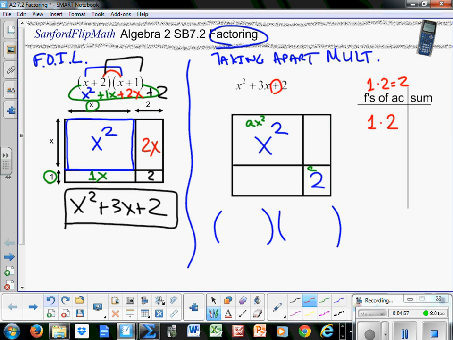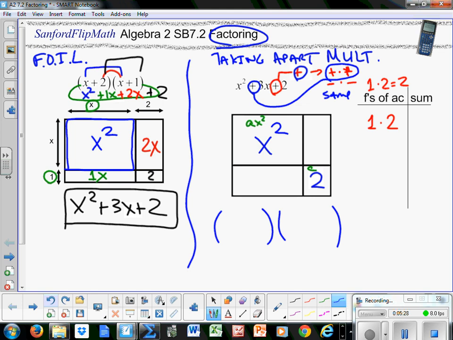If this sign is plus, that means last times last had to either be a positive times a positive or a negative times a negative. So positive times a positive is positive, a negative times a negative is positive. Okay? If they are the same, then this sign will dictate which one it is. So this is going to be a positive times a positive.